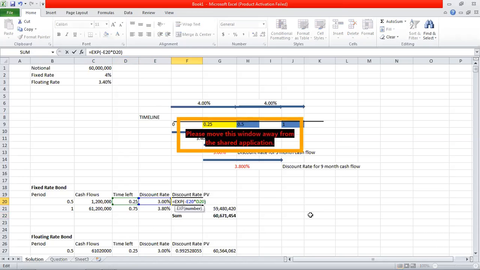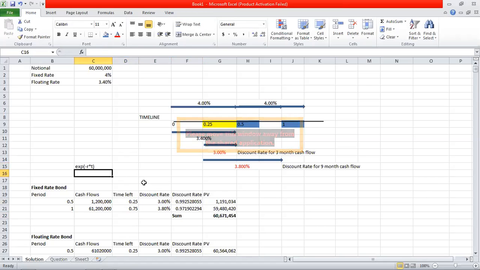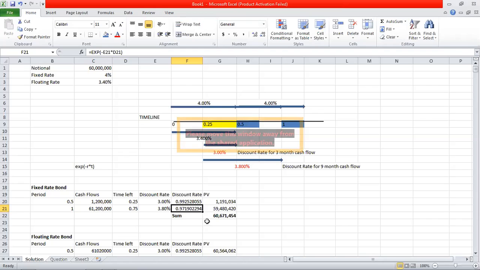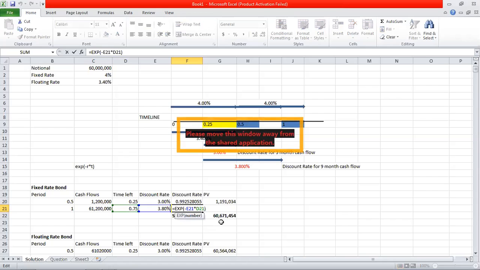What I do is I just convert these rates into a discount factor. The basic expression is exponential of minus R, which is your discount rate, times time remaining, or your time left. So with 3% times 0.25, you get a discount factor of 0.99. And the other one is 3.8% times 0.75, and you get a discount factor of 0.97.